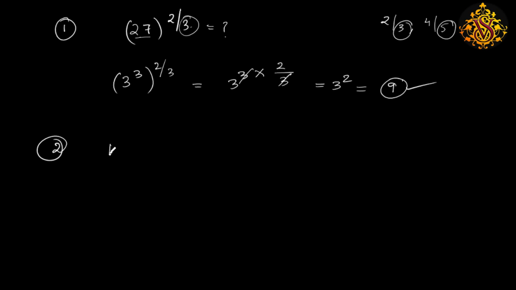Okay, and the second question is 1024 whole power minus 4 by 5. In case of minus 4 by 5, we use the inverse. For minus, if you write the inverse, it will become plus, that is, you write 5 by 4. Okay, the inverse. We can move on to the solution, then you will get a glance.